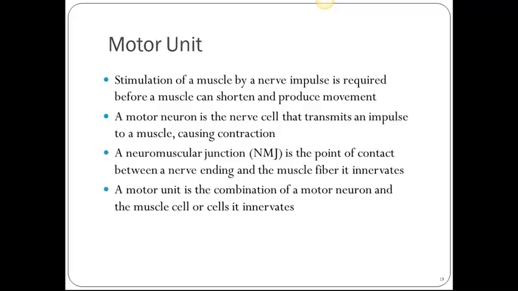The motor unit: stimulation of muscle by a nerve impulse is required before a muscle can shorten and produce movement. A motor neuron is a nerve cell that transmits an impulse to a muscle, causing contraction. The neuromuscular junction, or NMJ, is the point of contact between a nerve ending and the muscle fiber it invades. A motor unit is the combination of a motor neuron and the muscle cells it innervates.